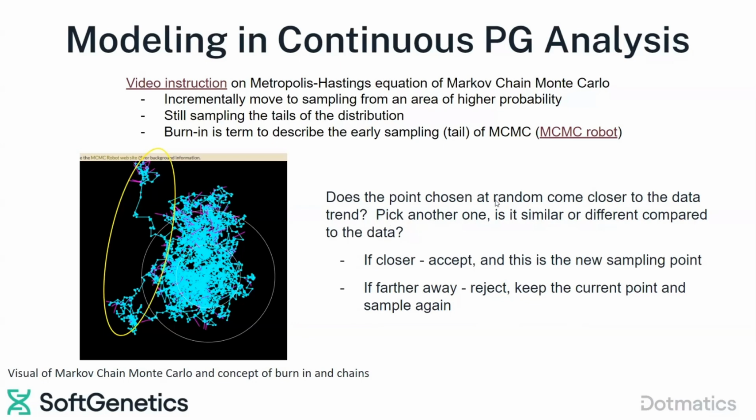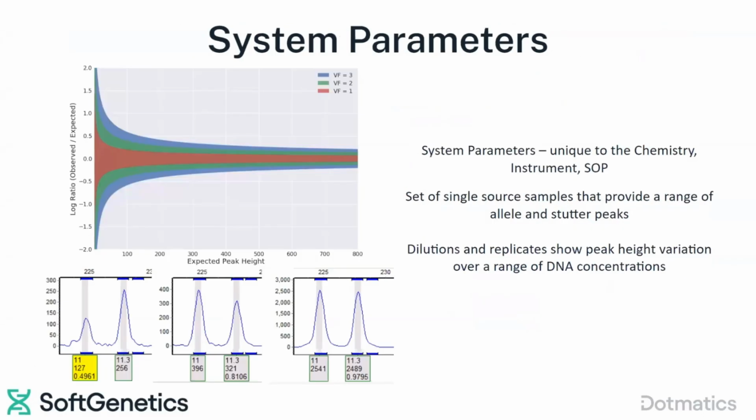Basically, it is an incremental move. Does the point chosen at random come closer to the data trend? Then pick another one. Is it similar or different compared to the data? If it's closer, you accept it, and this is the new sampling point. If it's further away, you reject it, you keep the current point, and you sample again.